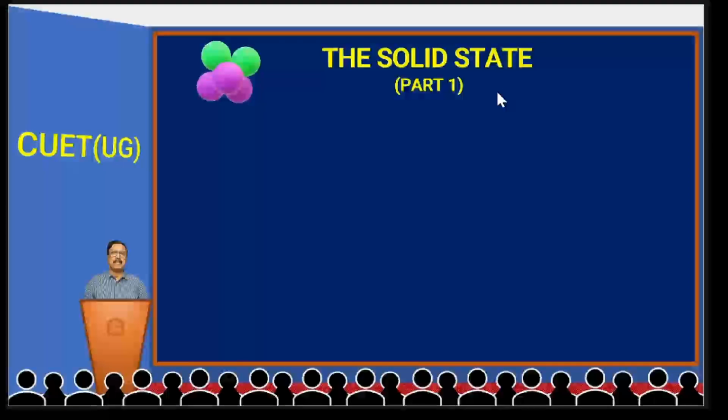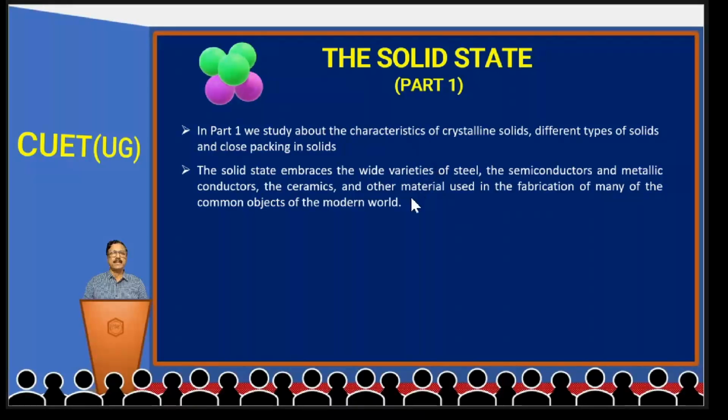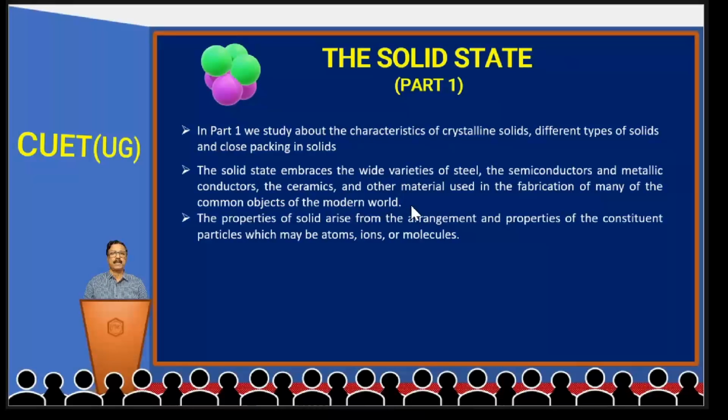In solid state part 1, we learn about the characteristics of crystalline solids, different types of solids, and close packing in solids. The solid state embraces the wide varieties of steel, the semiconductors and the metallic conductors, the ceramics, and other materials used in the fabrication of many of the common objects in the modern world.